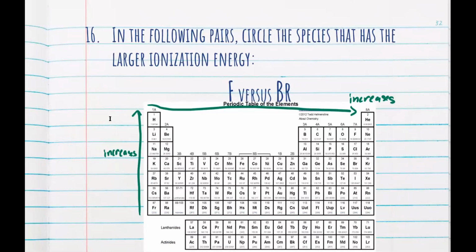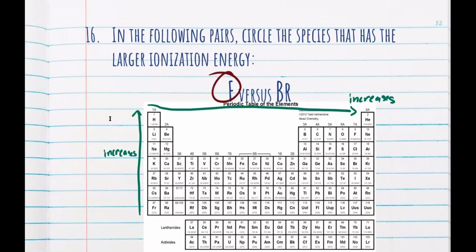For our next one, we're going to focus on fluorine and bromine. Well, fluorine is here, bromine is here. So that means as we move up, it increases. So fluorine is going to have the larger ionization energy.